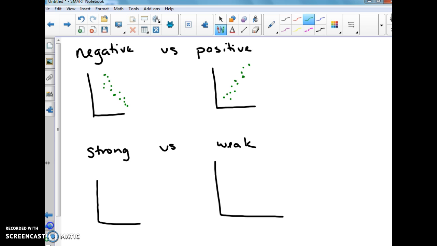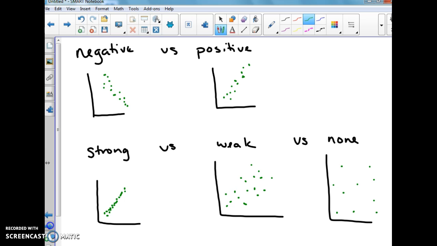A strong correlation is going to be that the data is very tight, and the line of best fit is going to be very close to hitting all of those points. A weak correlation is going to be spread out a little bit, but you can still see where we're going. And then there is also the potential to have none. It just looks like a bunch of polka dots. So there, we aren't going to say it's positive or negative, strong or weak. It's absolutely none.